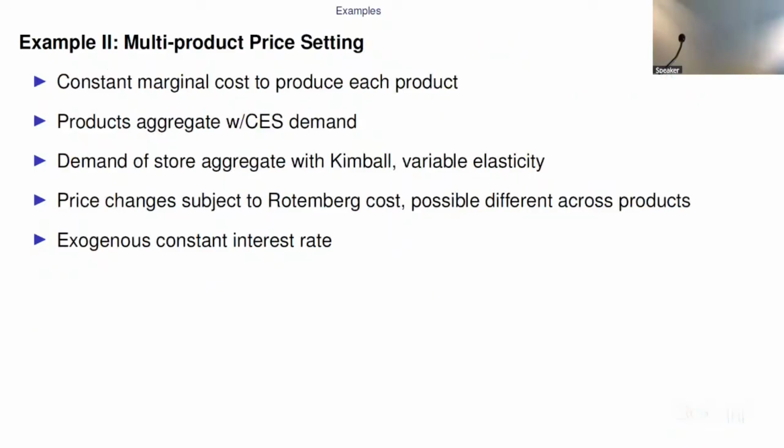But the second example, which is the one that Ivan sort of anticipated, is a multi-product version of Kimball. Imagine that you have n products, and you have a CES between your n products, and not necessarily symmetric. I'll tell you why I want to think about this case.